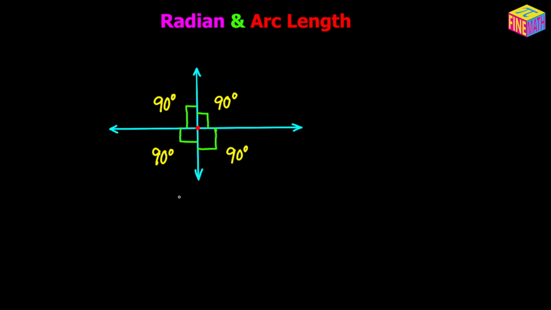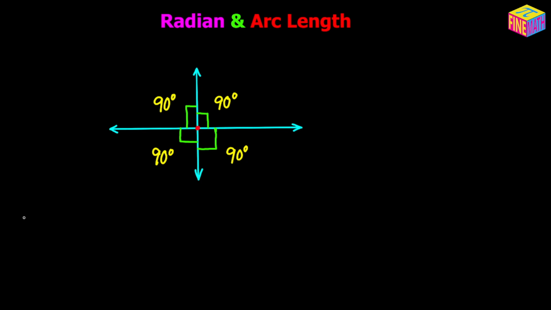As you can see in this figure, around the intersection of the two straight lines, we have four right angles. Each right angle is obviously 90 degrees, and we have four of them. So the total angle around a point, the complete angle, would be 90 degrees times 4. That would be 360 degrees.